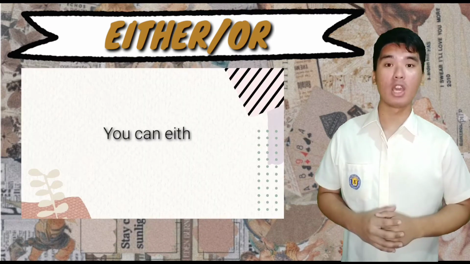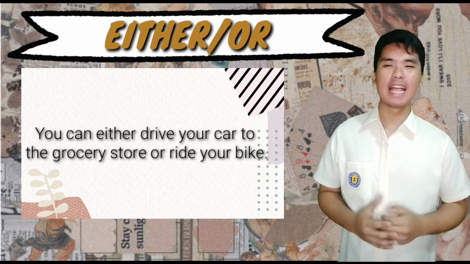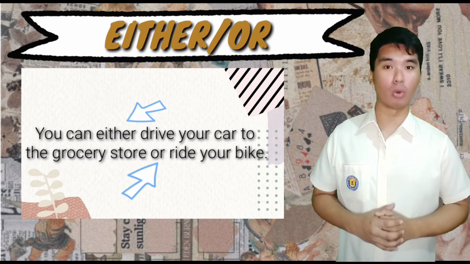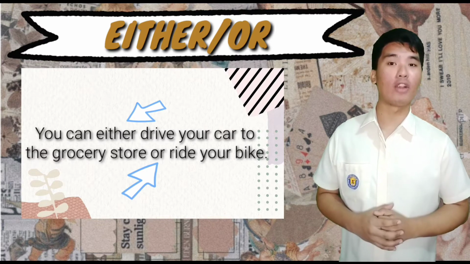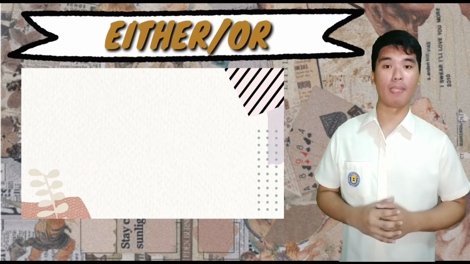The first sentence would be: you can either drive your car to the grocery store or ride your bike. This sentence uses the words either and or to show the two alternatives for how you can get to the grocery store. Let's take a look at another example.